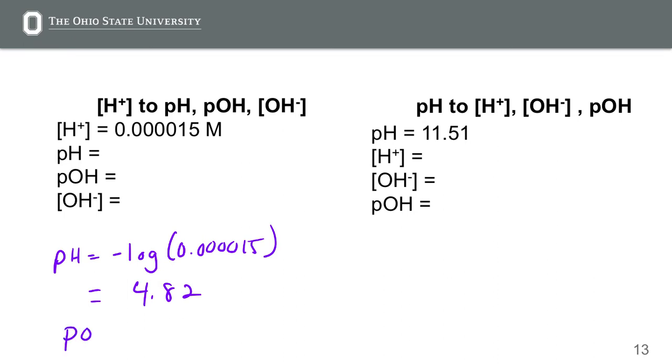So for pOH, that's the next thing I did. I think that makes the most sense. So we'll do pOH is equal to 14 minus the pH. And so that's 14 minus 4.82. And I get 9.18. Good.